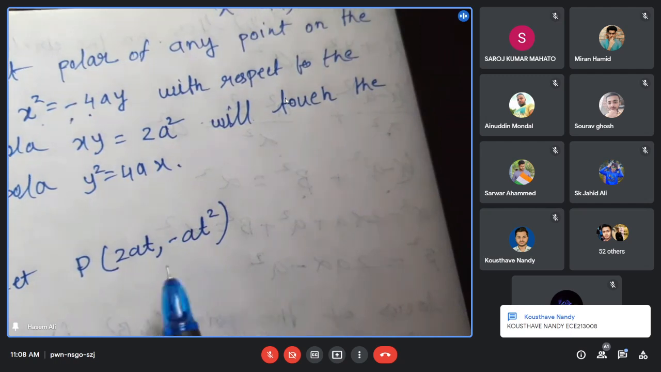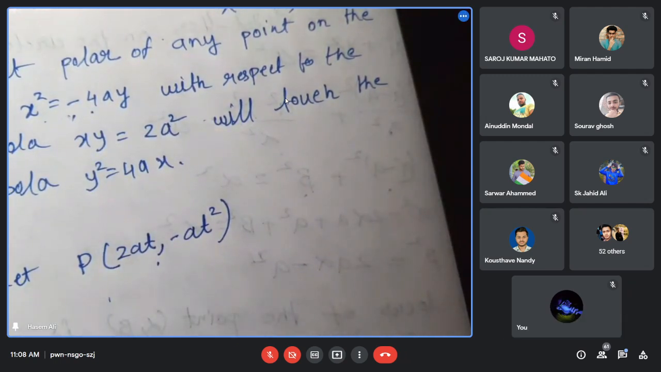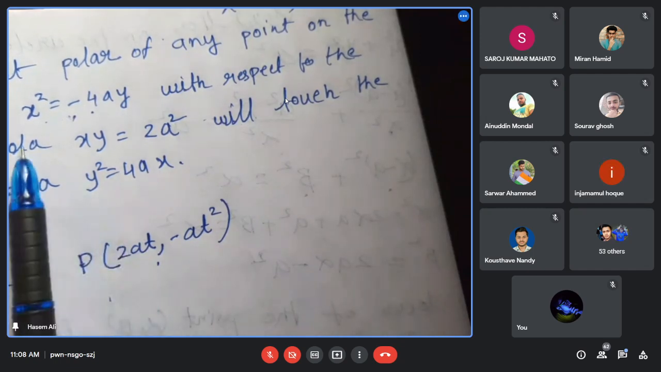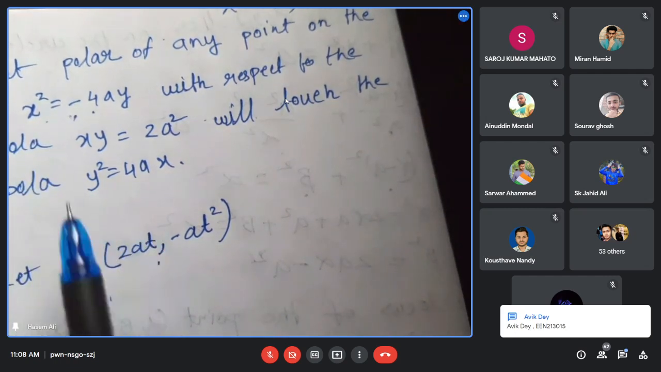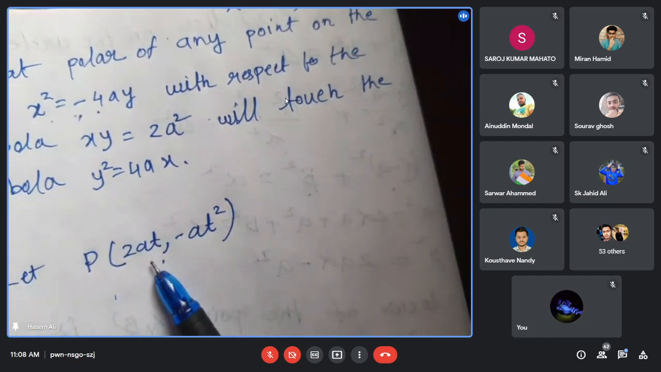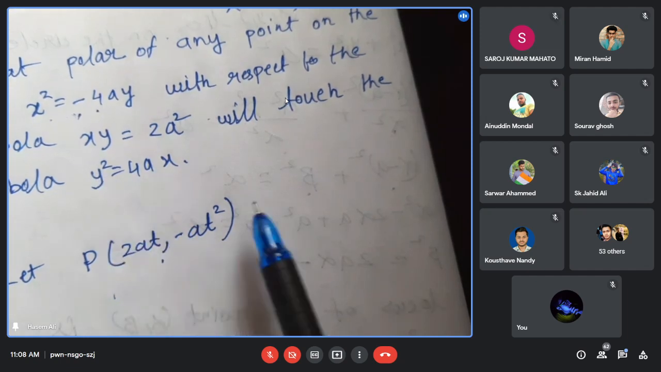Just check it. Does the point lie on this parabola? X square is 4a square t square, where t is the parameter. Okay, 4a square t square, and also here minus 4ay.